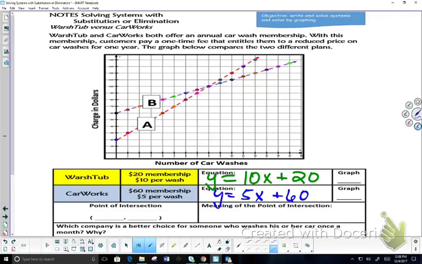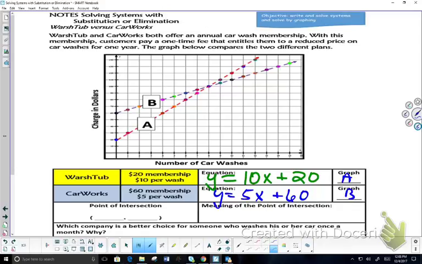So looking at this, which one of these do you think is the first one, Wash Tub? A. It's got a y-intercept of 20. What's the y-intercept for that one? There you go. So process of elimination, B must be Car Works. What's the transformation up from A to get to B? 40. Yeah. If I were to talk about the graph, it shifted up 40, and then did it get steeper or flatter? Steeper. This one to this one. Okay, just review a little of our transformation stuff.